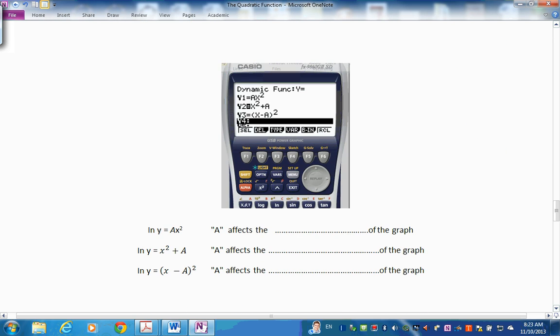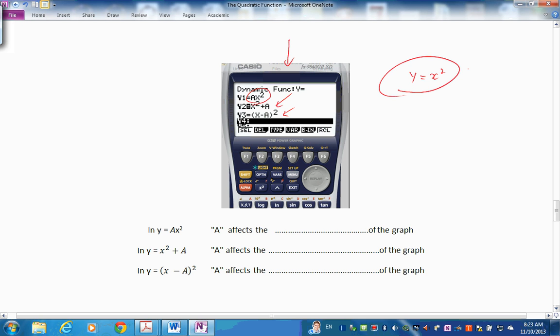Here's your work. So you're going to have to pause the presentation and play around quite a bit here. Can you see what I've done here? I've brought in y equals ax squared, so that's your first one. And then the next one I put x squared plus a. And the next one, x take a in brackets all squared. So they're the three changes I want you to make to the parent function, y equals x squared.